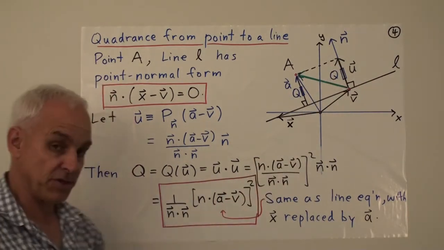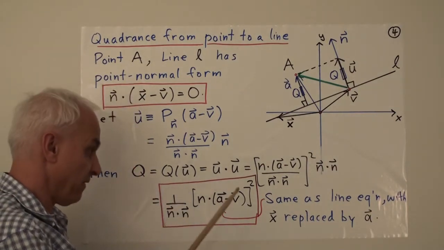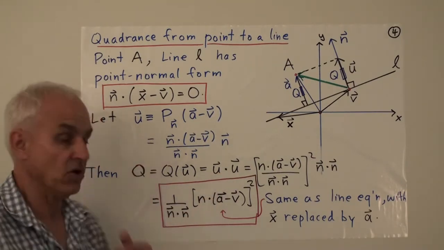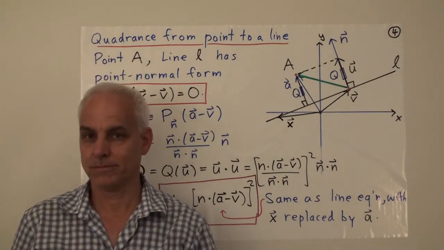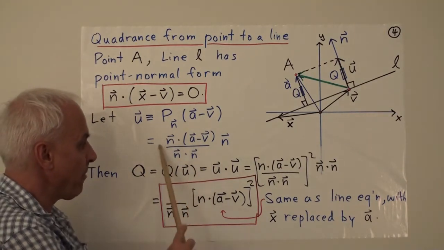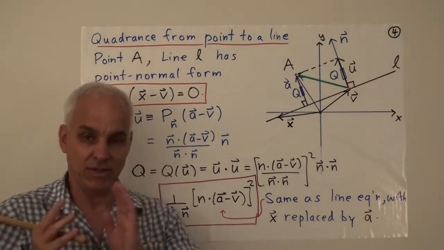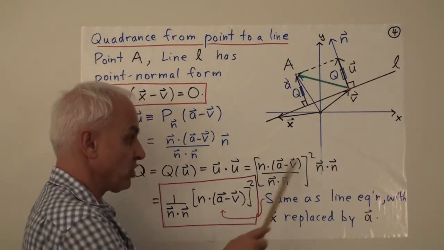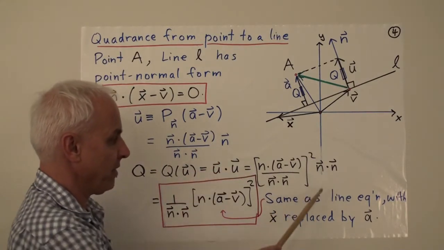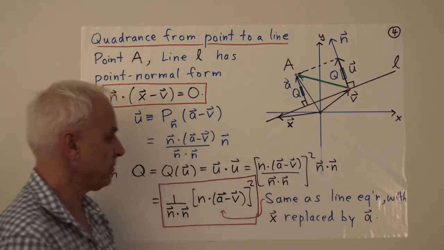And the quadrance that we're interested in, let's call it q, is the quadrance of that vector u, which by definition is u dot u. So we have to take this expression and dot it with itself. You have to remember that this coefficient is just a number, some number times the vector n. So when we take the dot product of that with itself, we get that number squared times n dot n. So we have over here n dot n, and here's this coefficient, all of that squared.